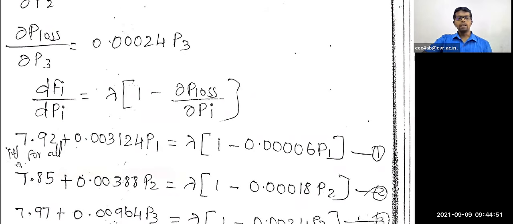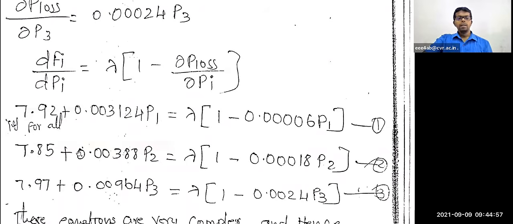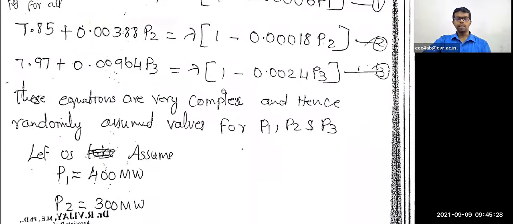Similarly, for the second generating unit, we substitute: 7.85 plus 0.00388 P2 is equal to lambda into 1 minus 0.00018 P2. Take this as equation 2. Similarly, solve it in your notebook. Next, from the third generating unit, if you substitute, you will get the equation like this. Take these as equations 1, 2, and 3.